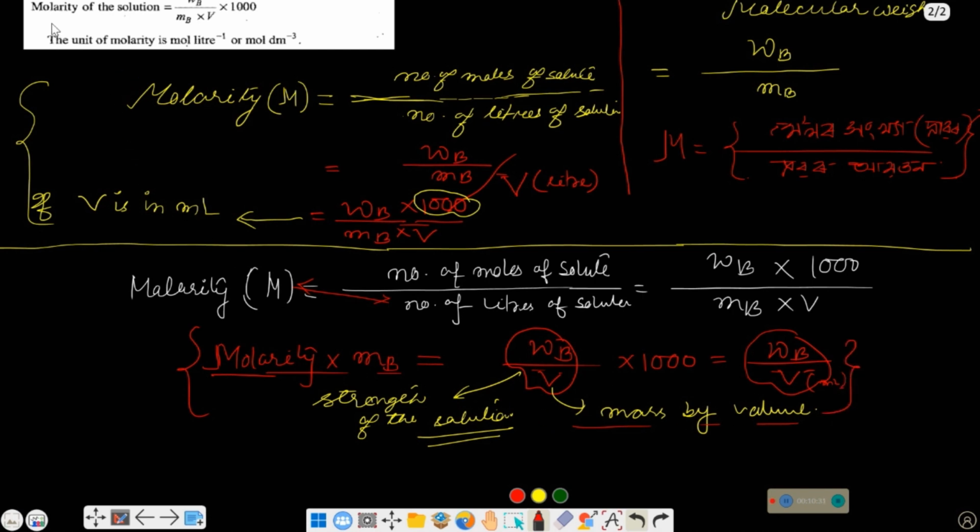Now, at last, the unit. What will be the unit of molarity? It is mole per liter, or mole per decimeter cube. The unit of molarity, very important, is mole per liter or mole per decimeter cube. So till this we have understood, right? I think you have got it.